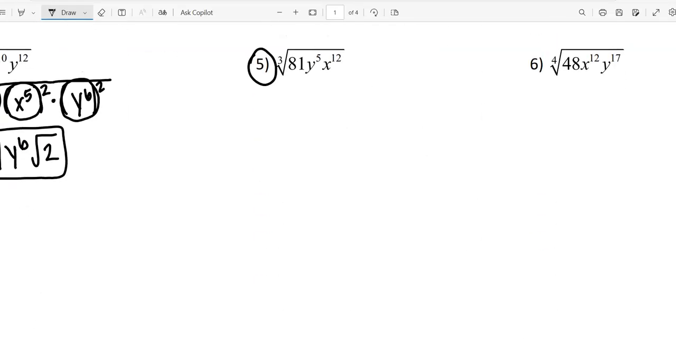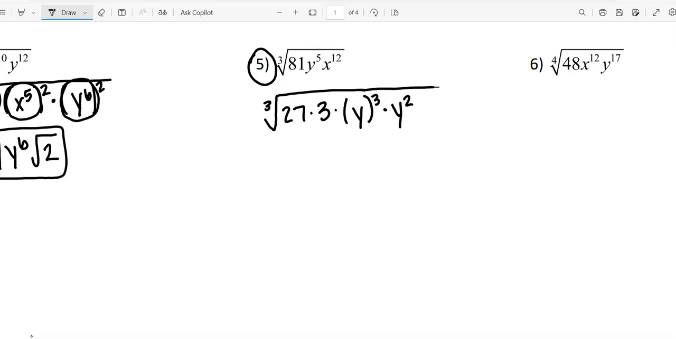Try number 5. See if you can get it. Your largest perfect cube factor of 81. 27. So that'll be 27 times 3. And then I'm going to have y cubed times y squared. And then I'll have x to the what? 4th power cubed will give you x to the 12th.